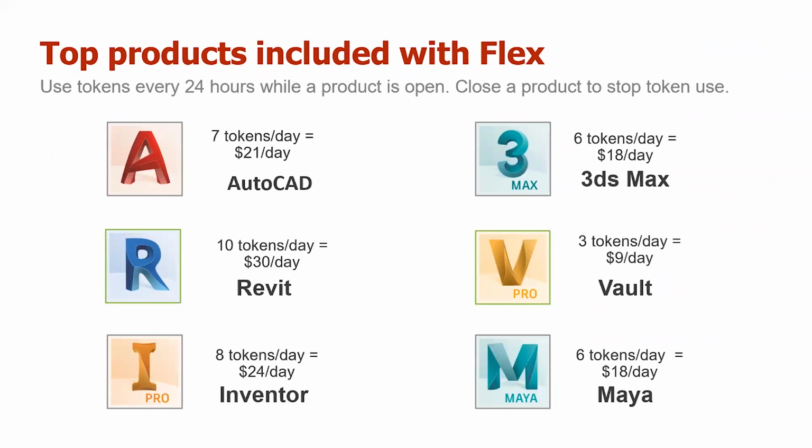Here's an example of what you can expect with Flex. The way that Flex essentially works is that purchasing the tokens in a large bulk sum ahead of time would allow your portal to show access to Flex. And users who are assigned into the Flex program could utilize any of the products that are eligible, some of the more popular ones here on the screen. Each product requires a different quantity of tokens that are utilized per day.